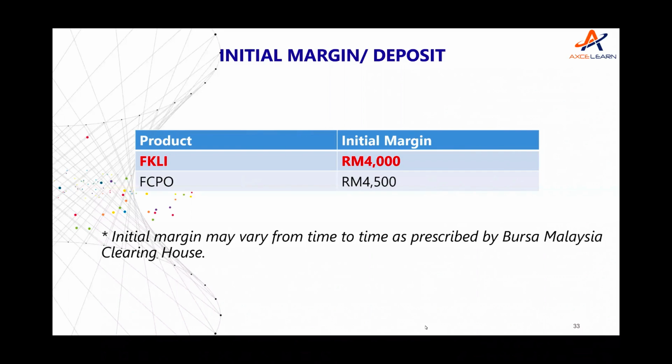Second, for example, if there are long holidays, such as Raya, where we have Thursday, Friday, Saturday, Sunday, the margin might be increased by Bursa Malaysia Clearing House as well. But under normal circumstances, Bursa Malaysia Clearing House will just keep the margin. So right now, the FKLI margin is 4,000. It has been quite some time since they increased or reduced it. So for every contract that you want to trade, you need to deposit 4,000 before you can trade each FKLI contract.